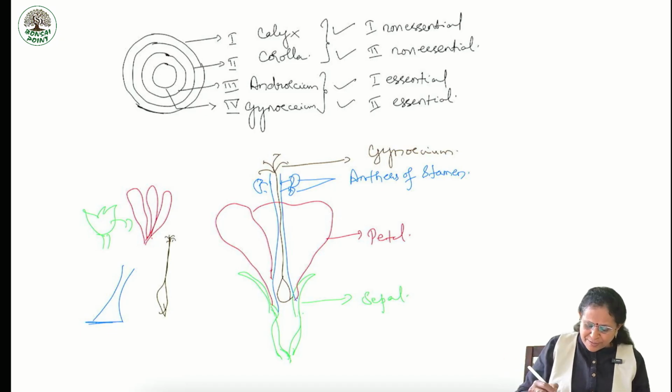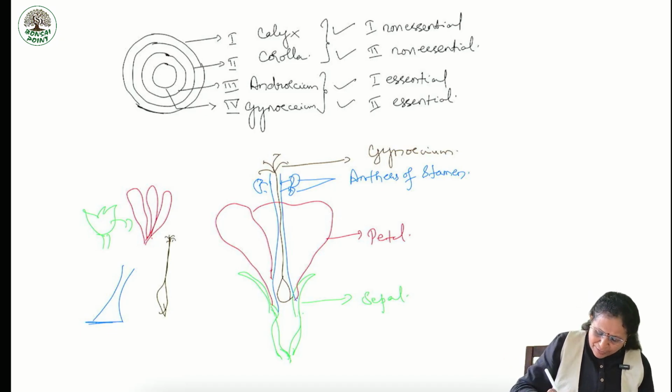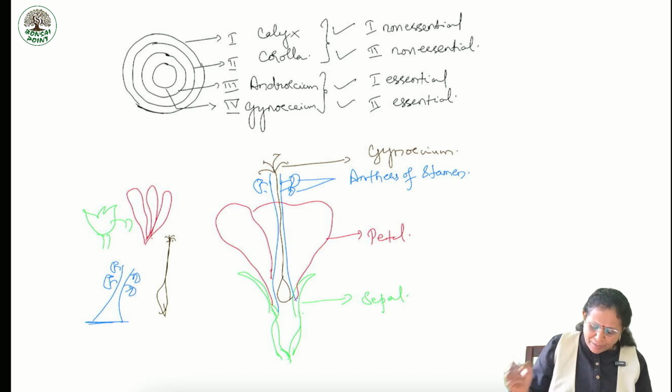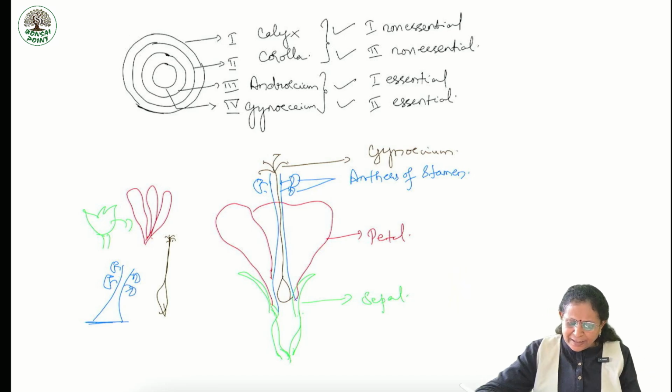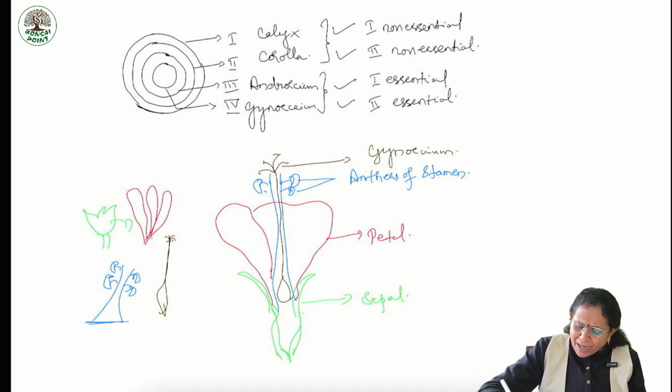Thereby, how do you say that it is the first whorl, second whorl, etc.? It is only based on observing the base of that particular whorl. Okay. What about the other details? What are the parts of a stamen?